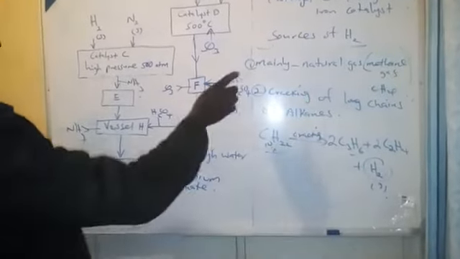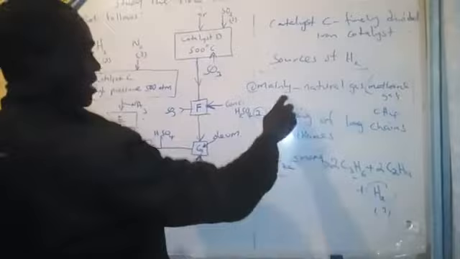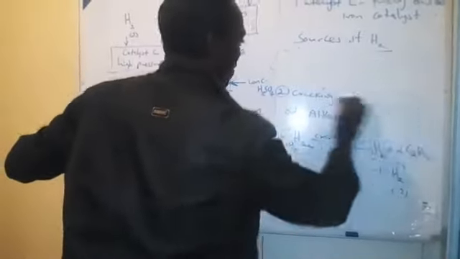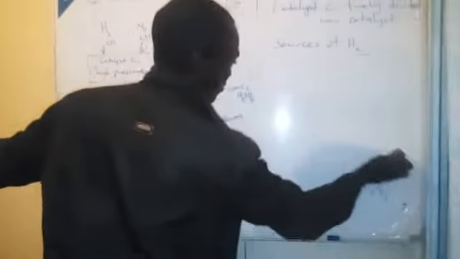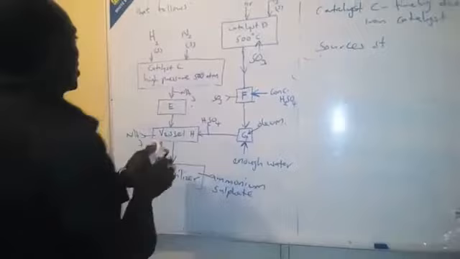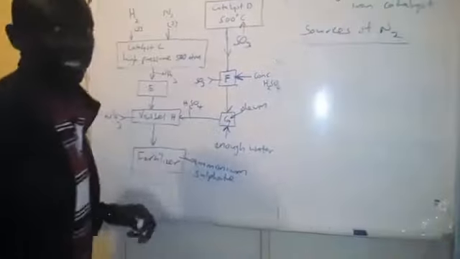So I think I've answered the sources for hydrogen gas. But remember, mainly hydrogen is gotten from methane gas, natural gas. The other question was, from the flow chart, what are the sources for this nitrogen gas?